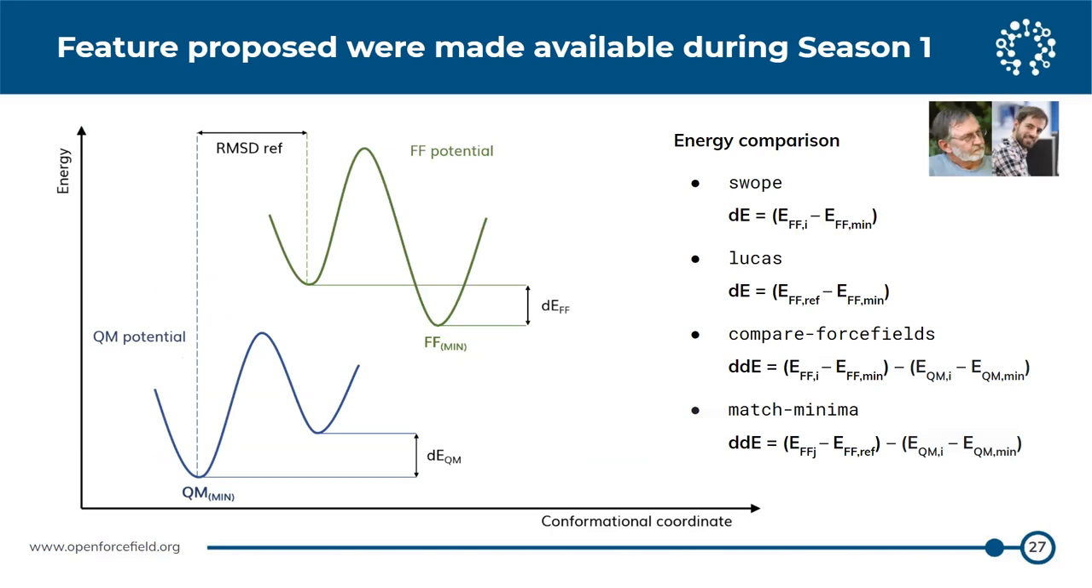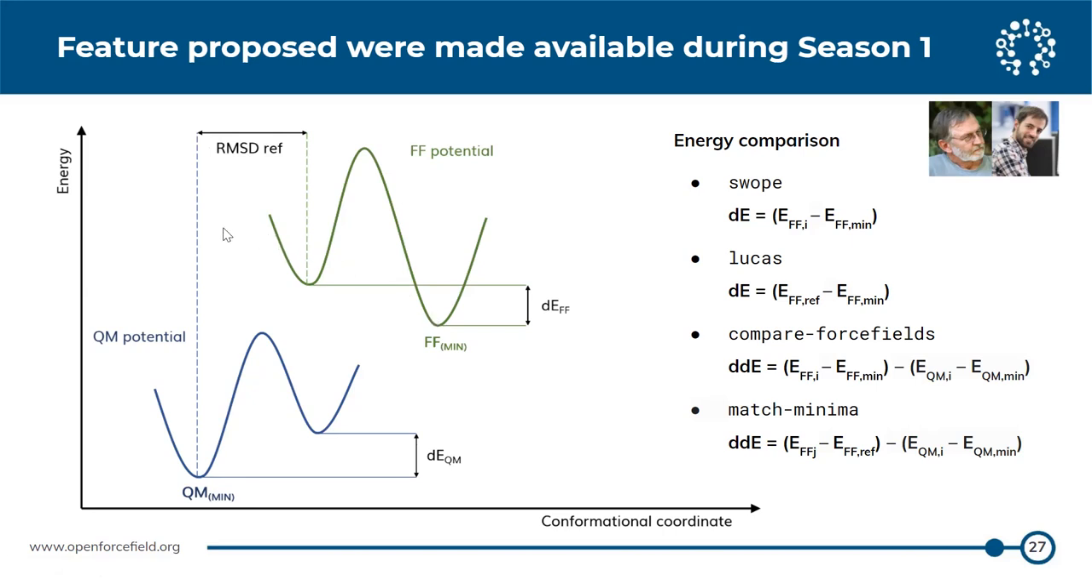Also, other features were made available during season one. I'm here referring to additional analyses that were proposed by Bill Swope and Xavier Lucas. So Bill Swope suggested looking at relative FF energies between each FF optimized conformer and the FF minimum. On the other hand, Xavier Lucas suggested looking at relative FF energies, but this time between the FF conformer which is closer to the QM minimum by RMSD, and the FF minimum.